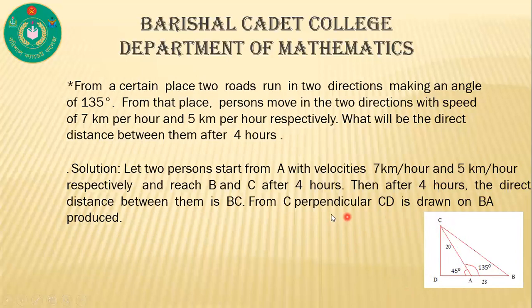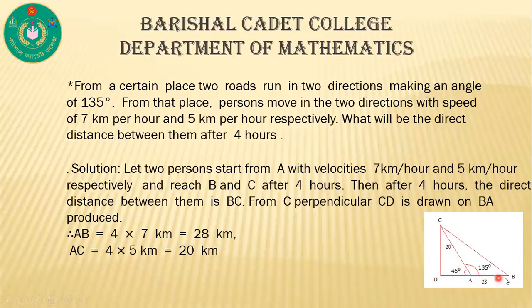And from C, a perpendicular CD is drawn on BA produced. So what will be the direct distance between B and C? Our required distance is BC. Therefore, AB is equal to 4 into 7 kilometer, that means 28 kilometer, and AC is equal to 4 into 5, that means 20 kilometer.